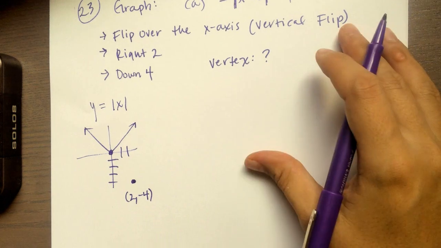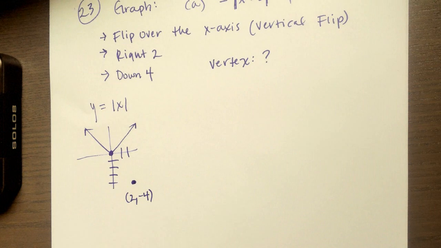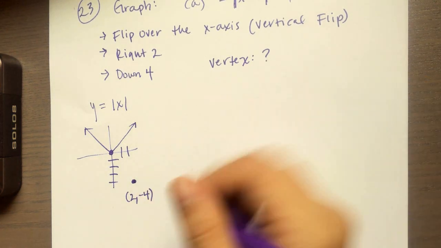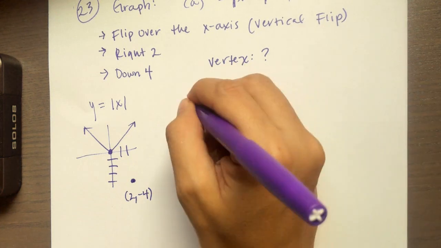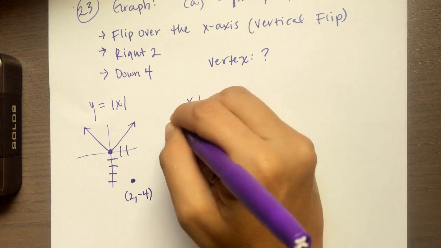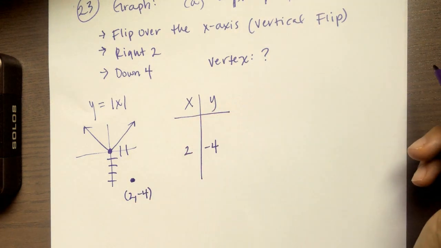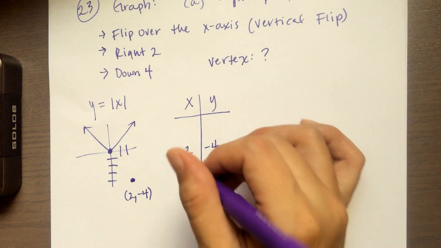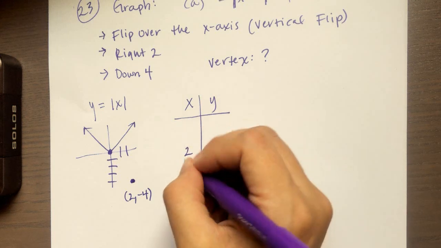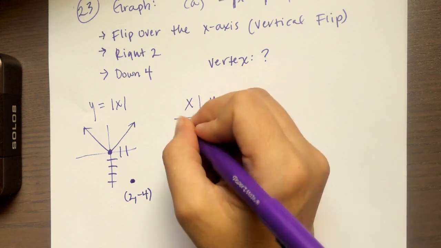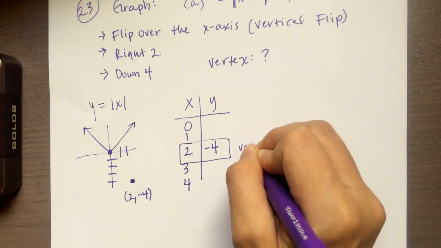So that's my new vertex. And then they want me to flip it down. To figure out the other points, the best thing I would tell my kids is to make a table, and always start with your vertex in the middle. So (2, negative 4). I always pick 2 points to the right of 2 and 2 points to the left of 2. So 2, 3, 4, and 2, 1, 0. And I know this right here is my vertex.